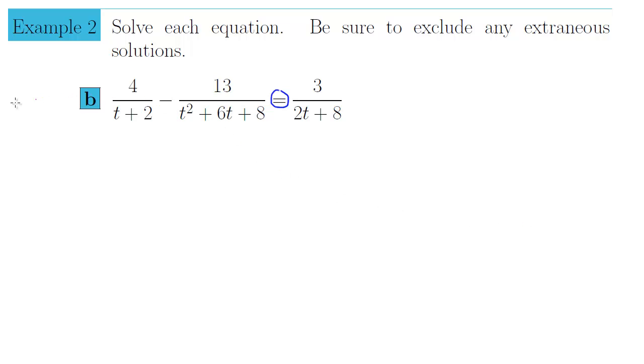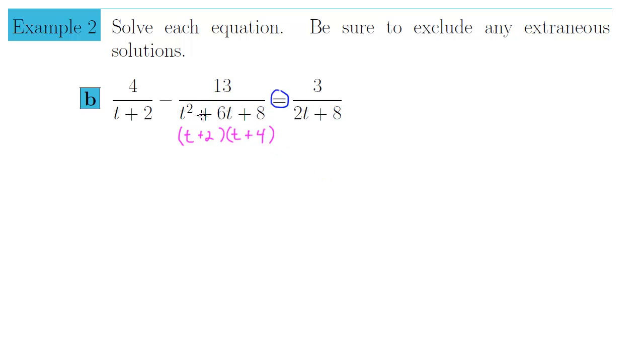Okay, which means we have to find the LCD. We have to determine what the LCD is. How do you find the LCD for a bunch of fractions? Well, if you have polynomials in the denominator, if you have plus or minus signs in the denominators, you have to factor. All right, so I'm going to factor t squared plus 6t plus 8. Hopefully you've been doing this long enough to see that this is t plus 2 times t plus 4.